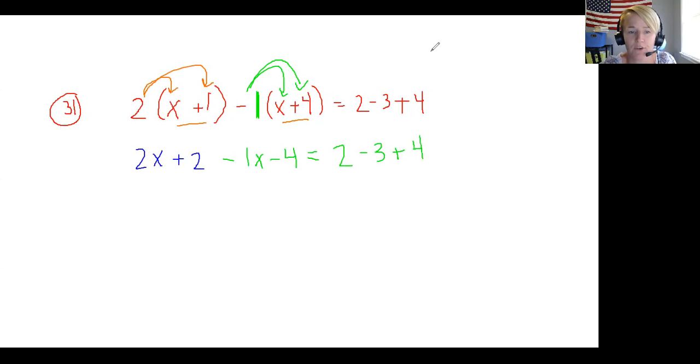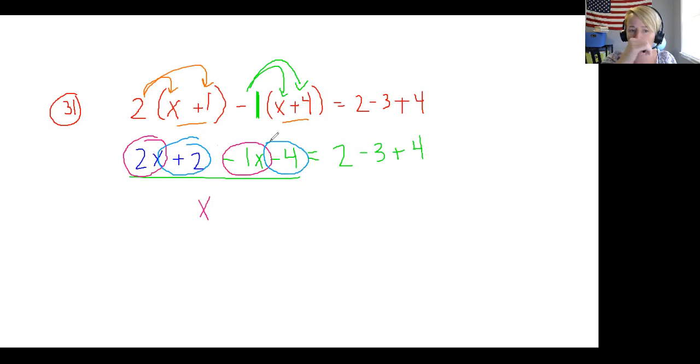So on this first half right here, I need to combine my like terms. So I have a 2x and a -1x. So 2x minus 1x is just going to leave me with x. And then the other like terms that I have are a positive 2 and a -4. Well, 2 plus a -4 is a -2. So I have x minus 2 on the left side, and I can actually go ahead and do this if I want to. 2 minus 3 is going to be a -1. Plus 4 is going to end up being a positive 3. So hopefully you're with me on that one.